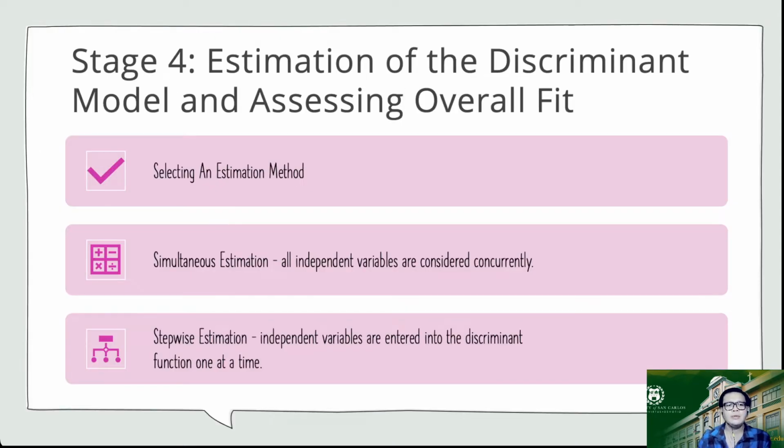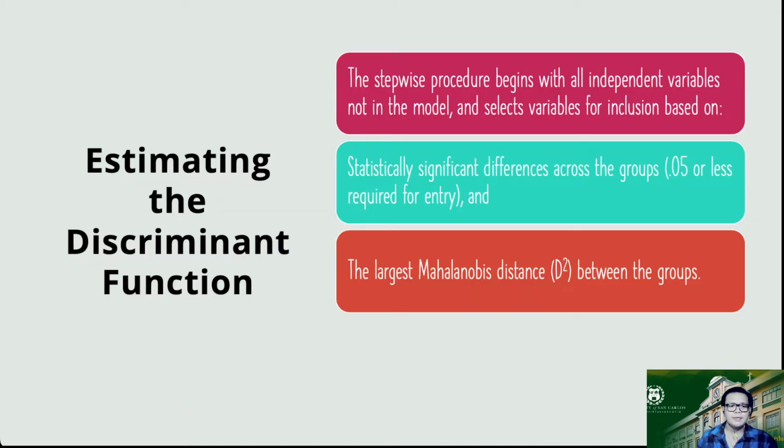And stage four, we need to have estimation of the discriminant model and assessing overall fit. Now, for this one, we need to select an estimation model. It's very important that we also have simultaneous estimation, where all independent variables are considered concurrently. And the stepwise estimation process would include the independent variables which are entered into the discriminant function one at a time. And also, when estimating the discriminant function, it's very important that the stepwise procedure begins with the independent variables not in the model itself.